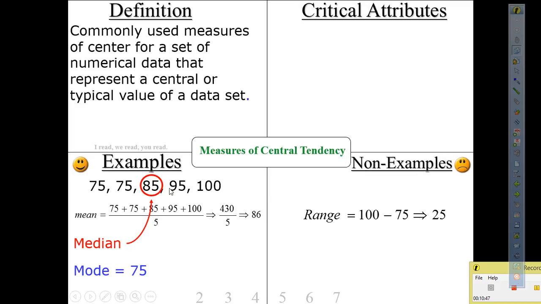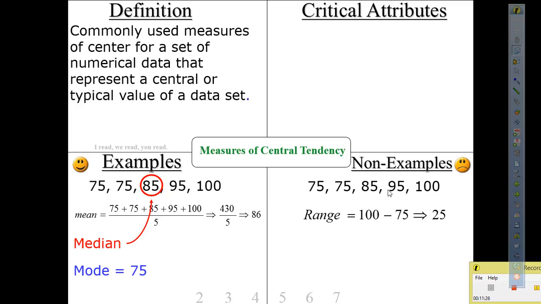Let's see. According to this data, the highest value is 100. The lowest value is what? 75. Therefore, the total is? You subtract them. That's how you find the range. Okay? Let me show you also what is not measures of central tendency. These.